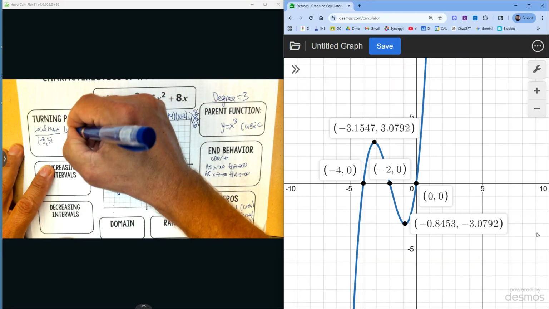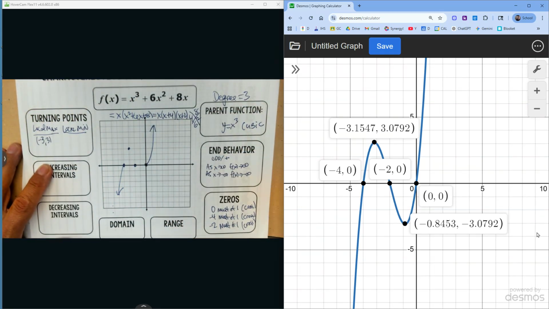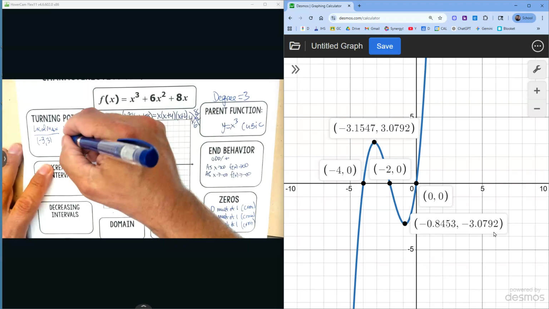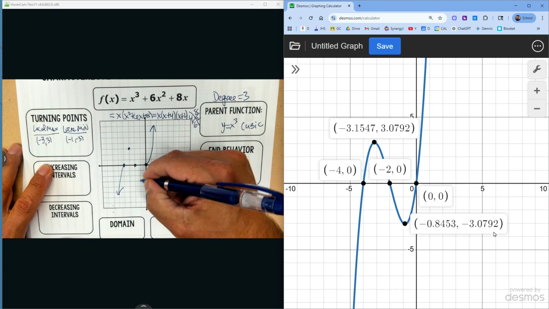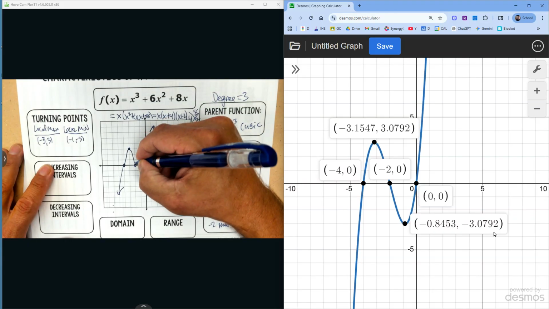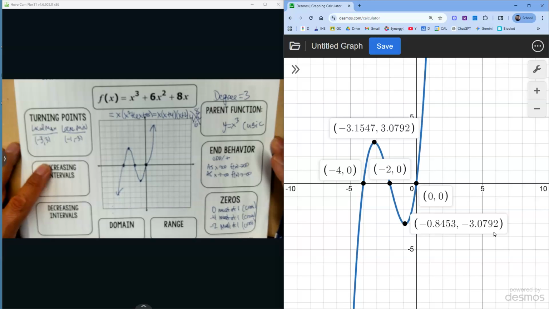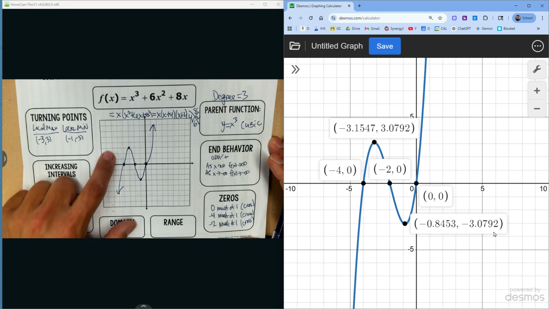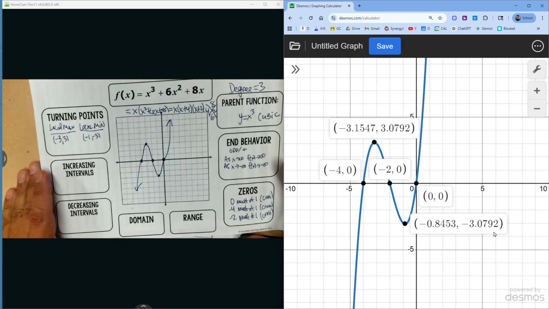And then the minimum, if I make it friendly, I round it, it's negative 1 and negative 3. And that's a minimum. It's a low turning point. And then I'm going to connect these together and make my graph. And notice it crosses over at each one, like we said. All right, the last part here.